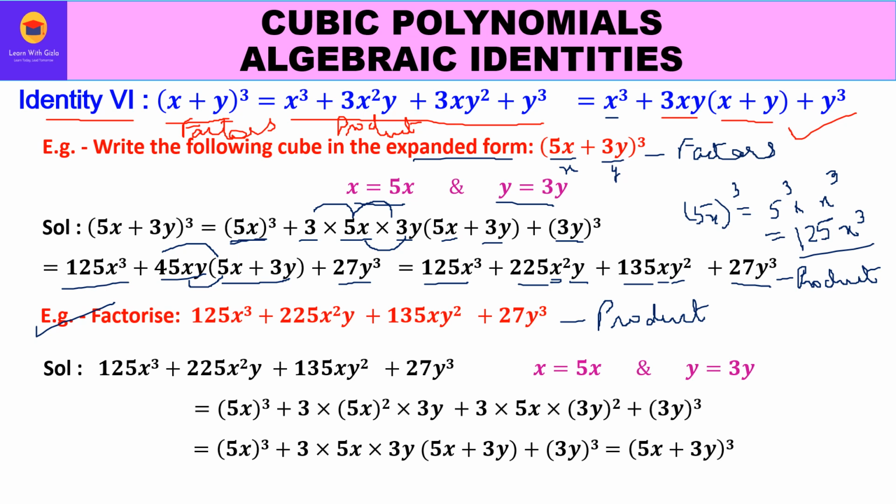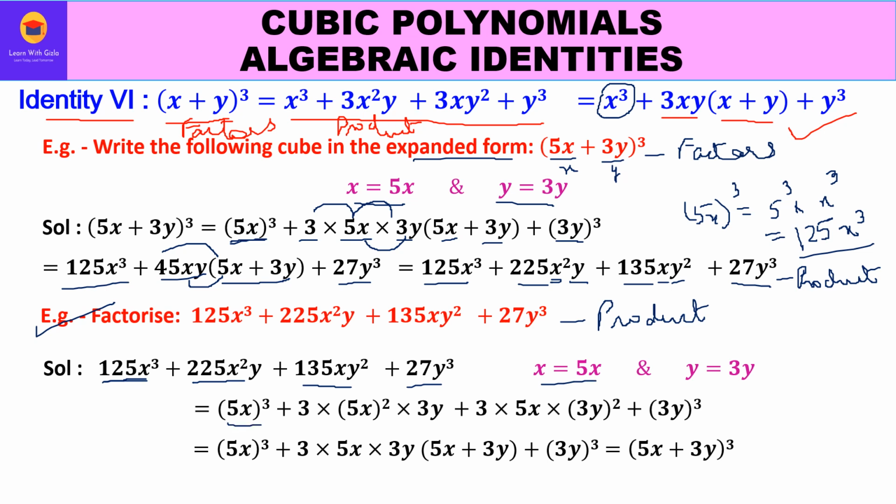That means find its factors. So let us start. The question is 125x cube plus 225x square y plus 135xy square plus 27y cube. Now over here, if you compare it with the product, the first one is x cube, right? So we should write 125x cube in the form of x cube. And what is our x? x is our 5x, right?